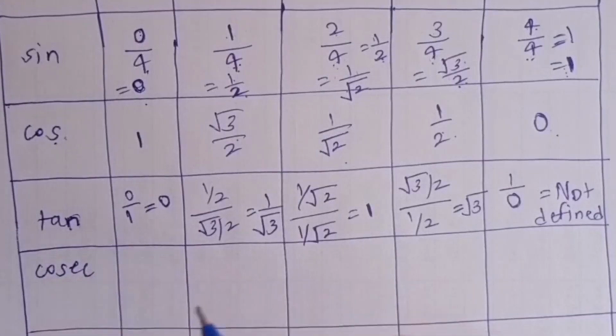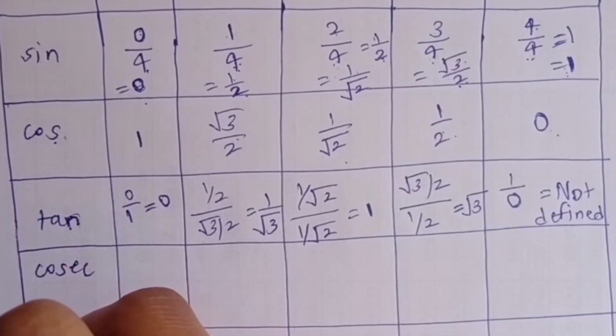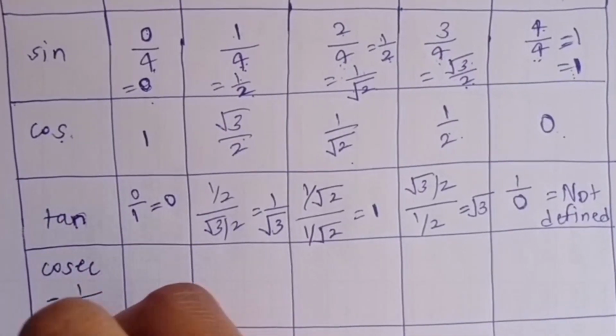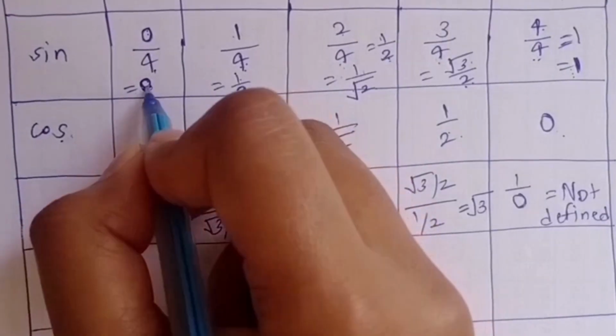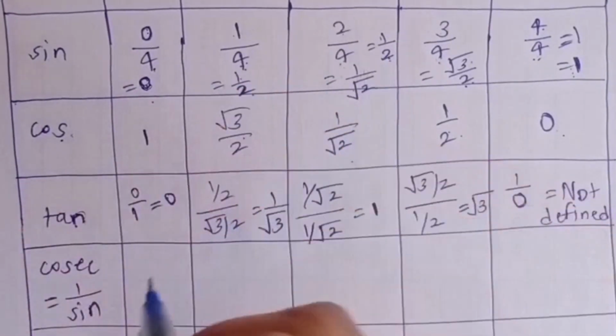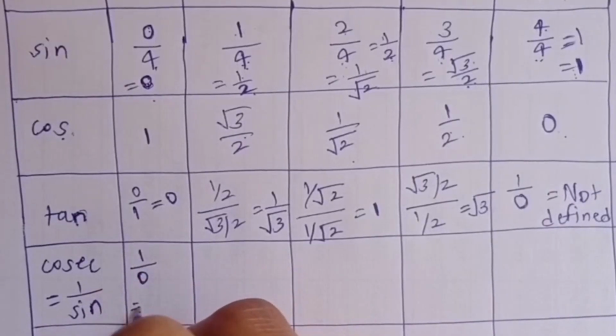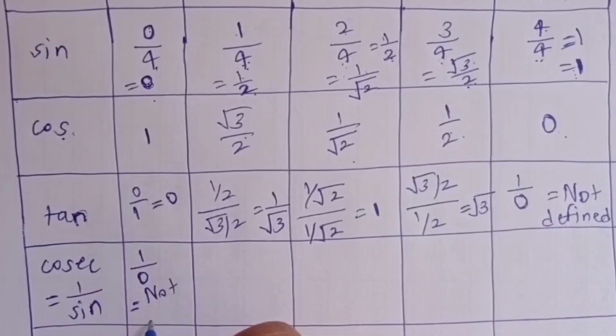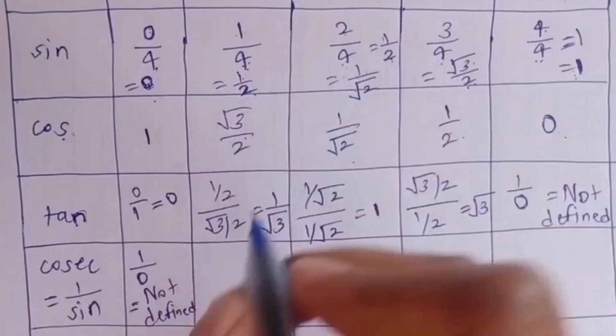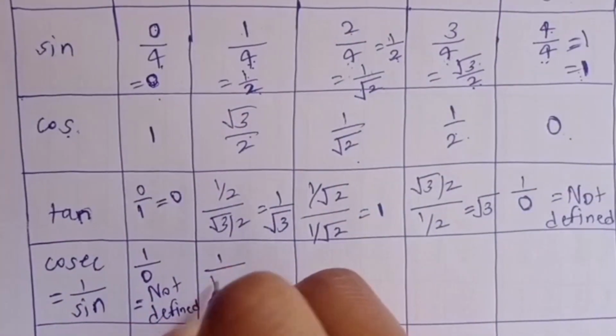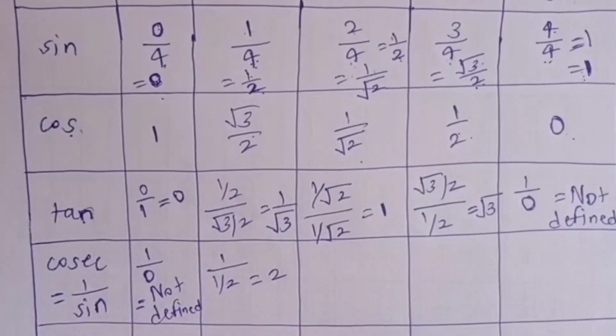Cosec is a reciprocal of sine. So here we have 1 upon sine. So sine value is 0 here. For cosec we have 1 upon 0. So it will be not defined. Here we have sine value 1 by 2. So 1 upon 1 by 2 will be 2.